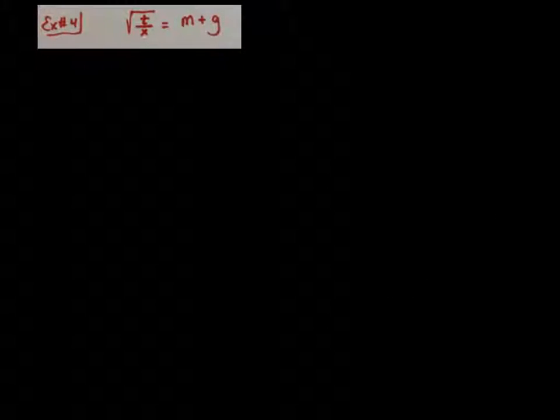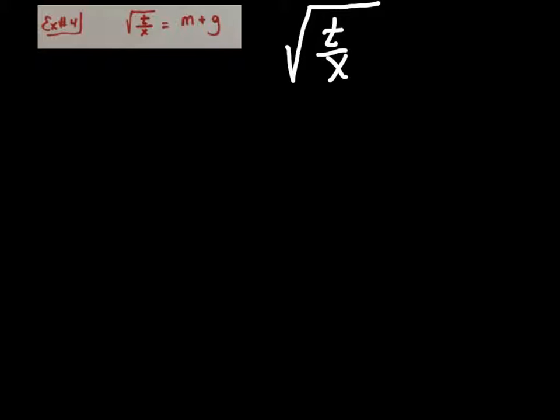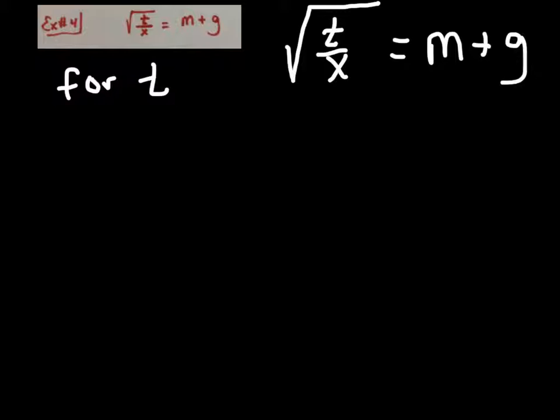Most challenging one, so let me rewrite it a little larger here for you. It's the square root of t over x equals m plus g. And I'm going to say rearrange this for t. So I want t to be alone. So t's on the left side of the equal sign, and there are two things on the left side. Thing number one is a square root symbol.